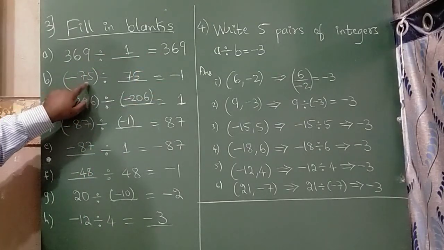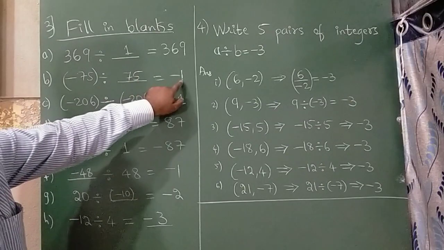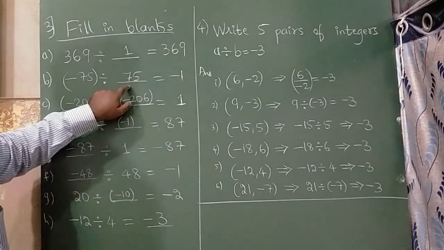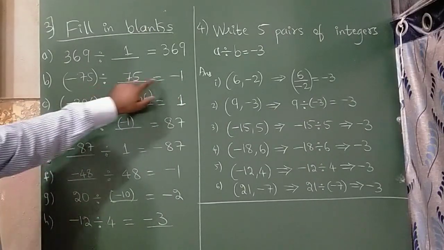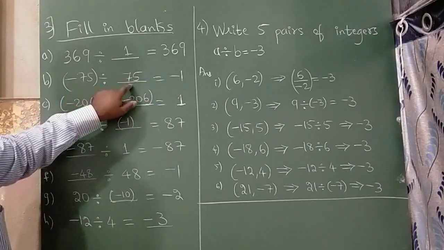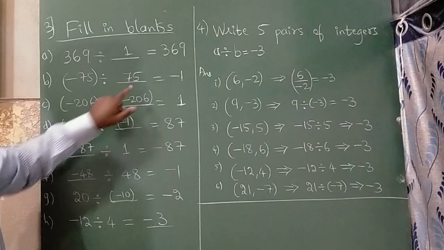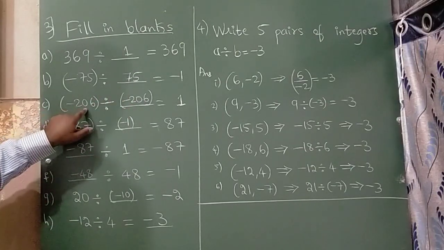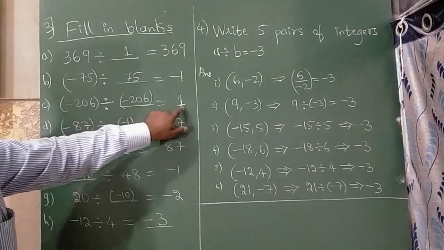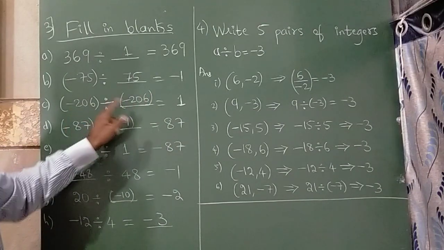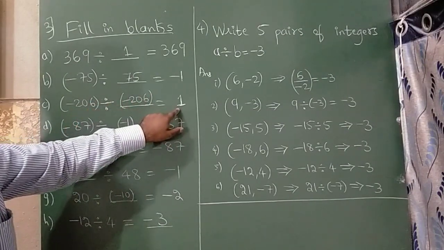Now B, minus 75 divided by dash is equal to minus 1. So here what I need to write to get answer as a minus 1. You need to write the same number, but you need to not mention this minus. So it is 75. C, minus 207 divided by dash is equal to 1. So you need to write the same number to get answer as a 1.